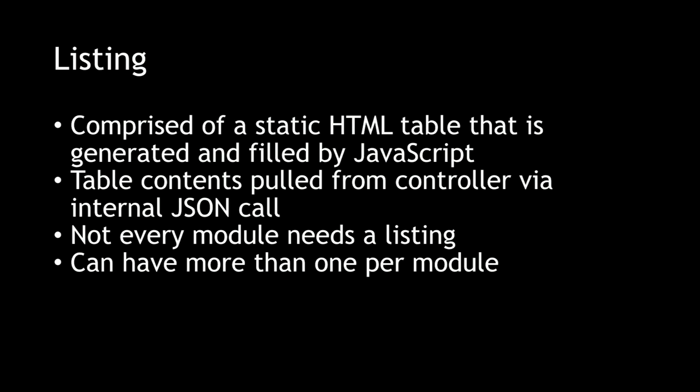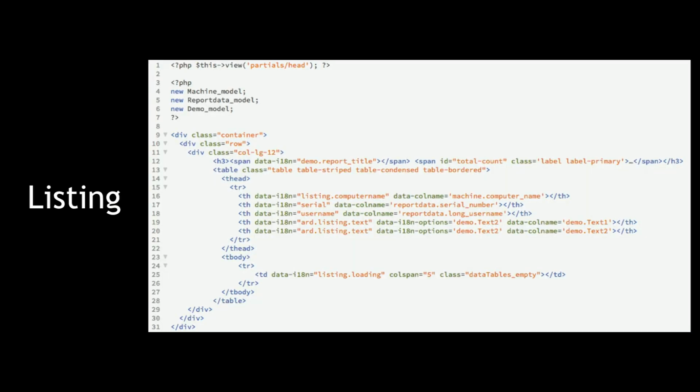Listings show the module's data for all machines, but they don't need to show all the columns your table has, but they certainly can. Listings have 2 sections: a static HTML table and JavaScript that formats and fills the data into the table. The table's contents are obtained through an internal API call to the controller. Not every module needs a listing, and modules can have more than 1 listing.